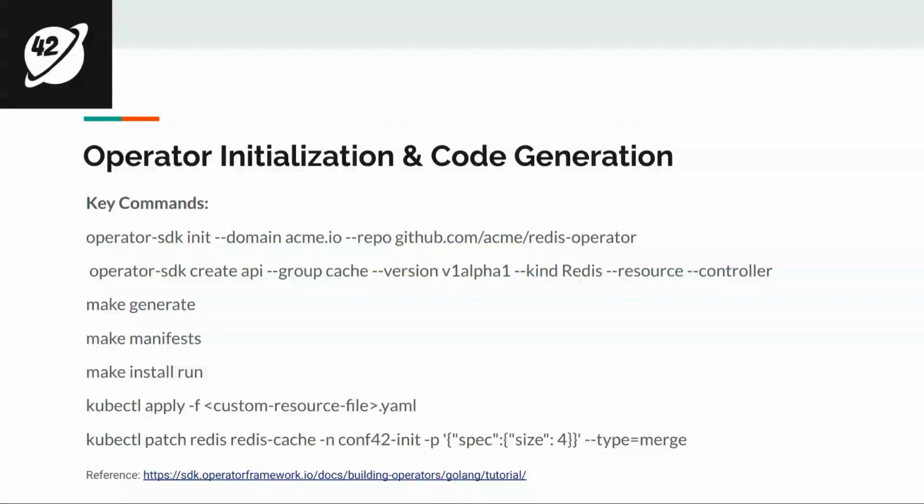The group here is cache. So when you will actually create your manifest, like how you see apps/v1 when you create a deployment, or networking.k8s.io if you create a network policy, when you will create a resource of type Redis, which is basically provided in the kind option in the second command, the API group would be cache.domain, which is acme.io, and then slash the API version.